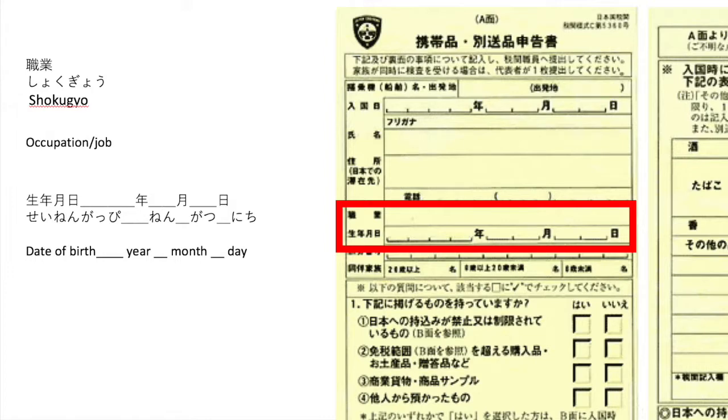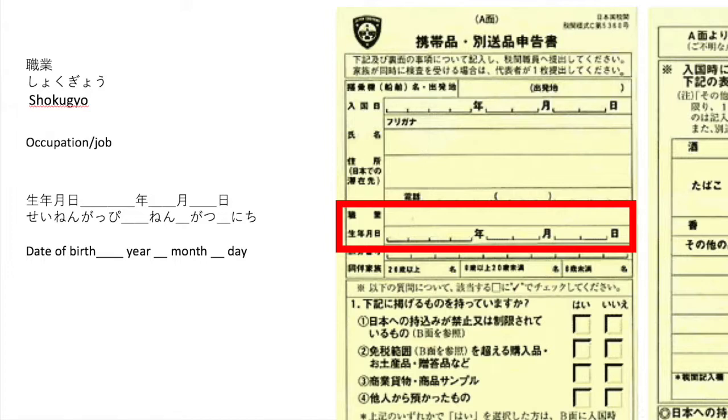Next column is 職業, and it means occupation or job. So you write down what kind of job you do, and if you're a student, you write student.